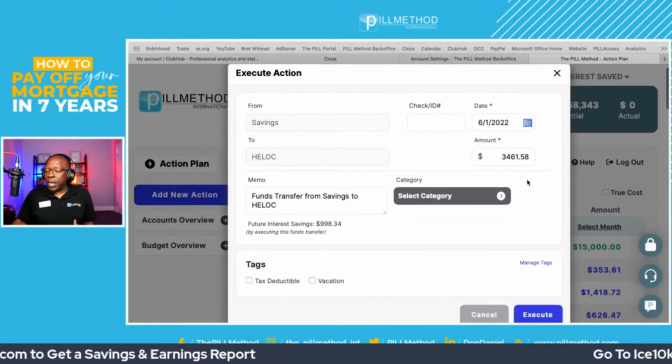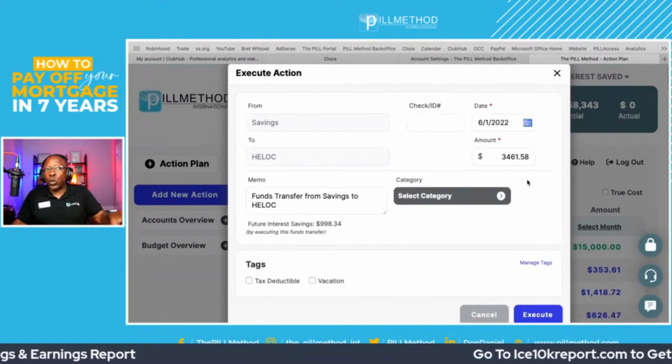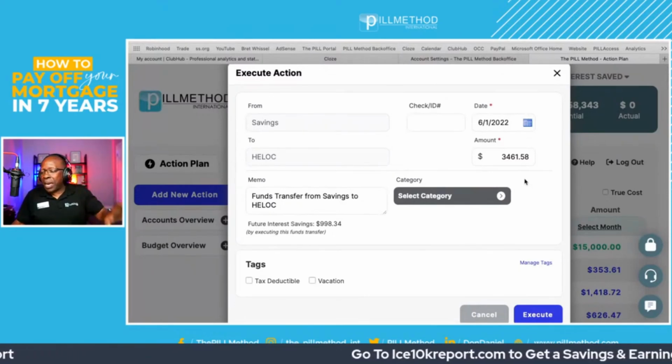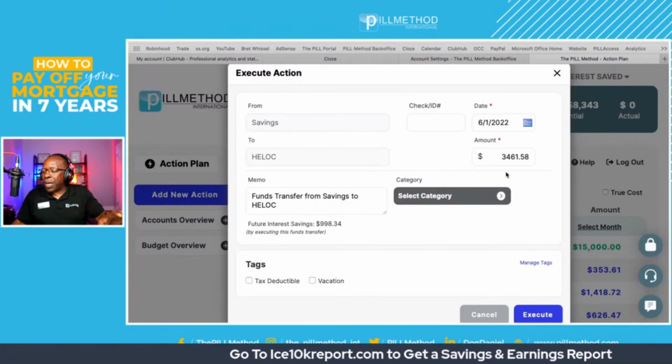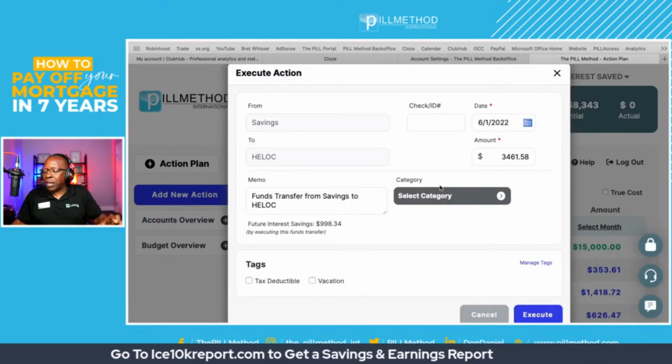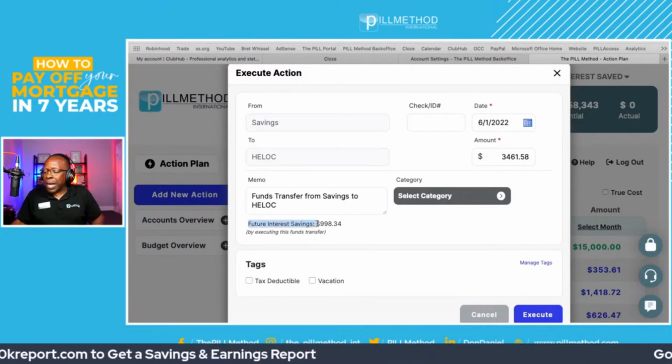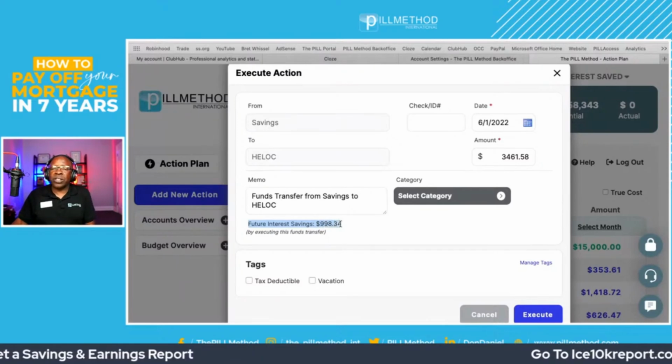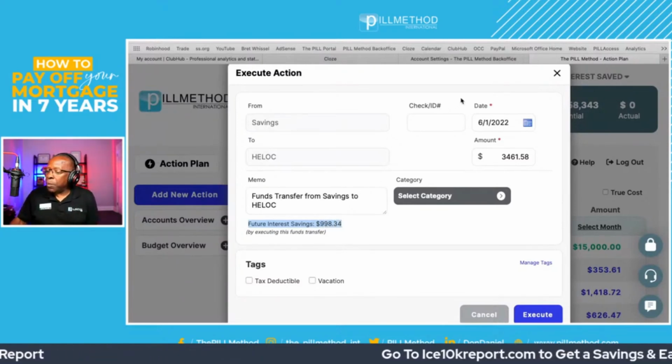Then the program does another little calculation. Watch this. And it says, here's how much interest you save by paying this HELOC off, the $3,461.58. You're going to save $998.34 in interest you will not pay. Okay. By doing that.